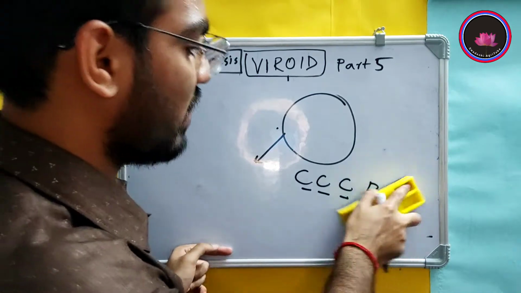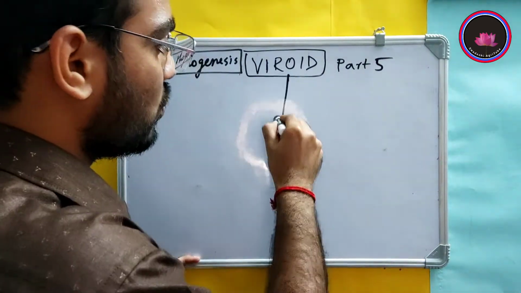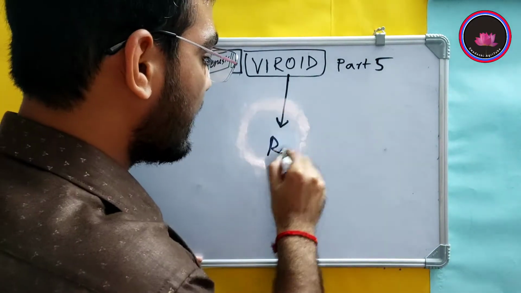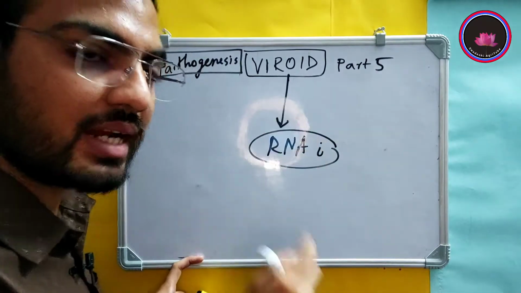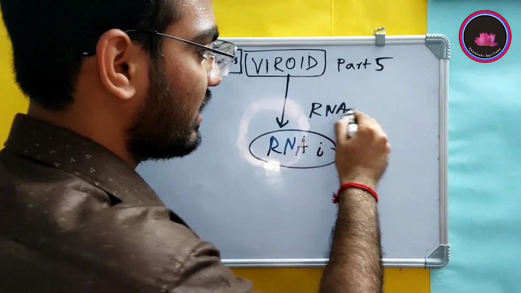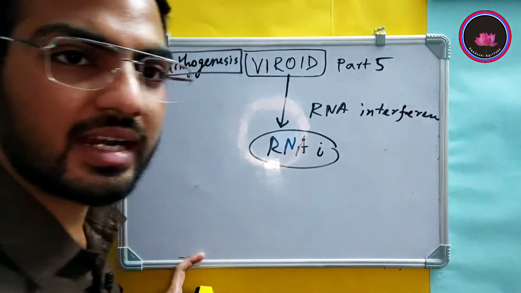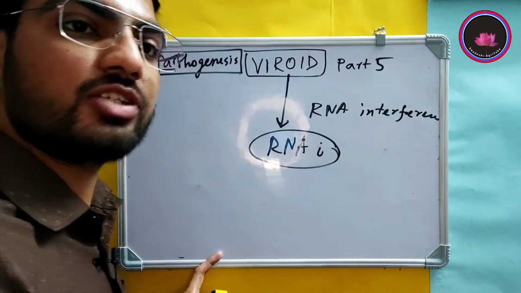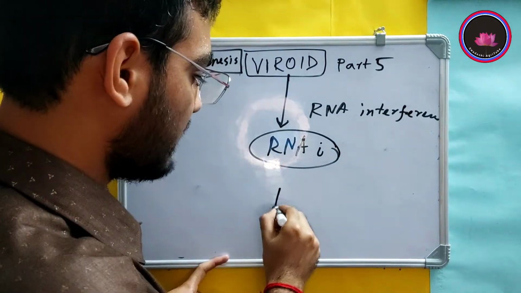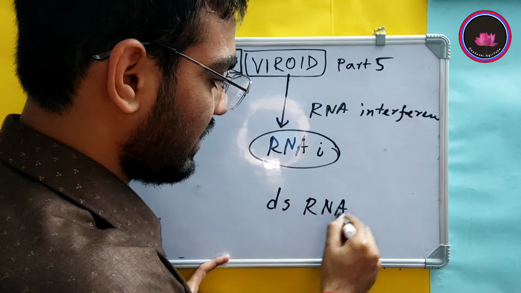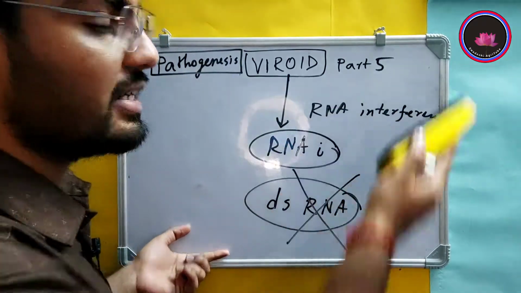That's the reason for this video, the pathogenesis of the viroid, because they show one mechanism that is called RNA interference. This is written as RNAi. Now what is RNA interference? RNA interference is actually the process of degradation of double-stranded RNA. Suppose there is a double-stranded RNA, and the destruction of this double-stranded RNA is called RNA interference.